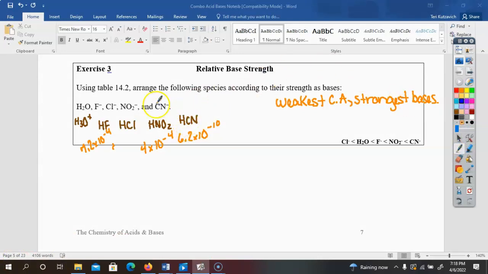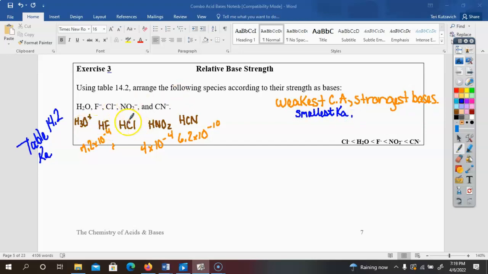All right, so the first thing I did is I wanted to see where these ions and molecules were coming from. If they're bases, they came from acids. So this came from H3O+, this came from HF, HCl, HNO2, and HCN. Then I went to that table 14.3, and I found, might have been 14.2, table 14.2, and I found their Ka values. And I know the weakest conjugate acid, so the smallest Ka value, would have the strongest base.